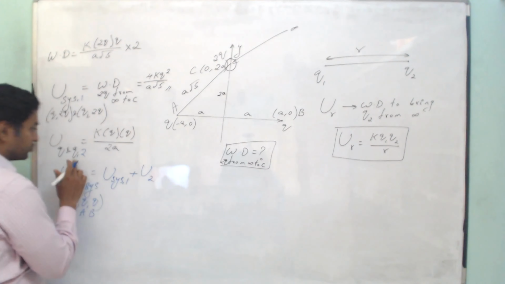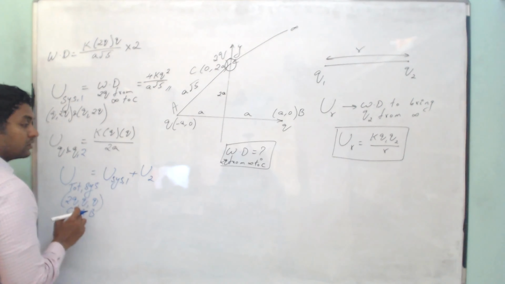So system 1 plus this particular thing, I'll call it 2, so basically U2. Sir, why can't we even take it from point A? Like there's a Q charge over there, so from infinity to there we have to add one more time. What is the potential energy of a point charge placed at a particular point? First, I had this Q charge, so first I have to bring the Q charge from infinity.